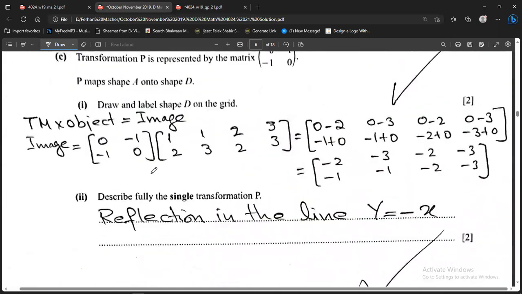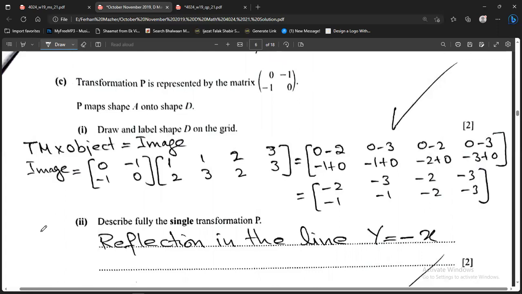Okay, so here, you know the transformation matrix multiplied by the object equals the image. This is the famous equation. So the image is the transformation matrix, which is (0, -1; -1, 0), times these coordinates of the vertices of that diagram: (1, 2), (1, 3), (2, 2), (3, 3). When I multiply, it will be 0 minus 2. Then when you multiply here, it will be 0 minus 3. You can see here I've written 0 minus 2, 0 minus 3.